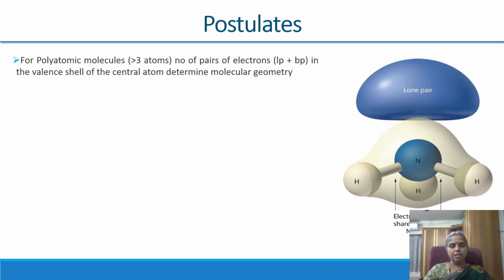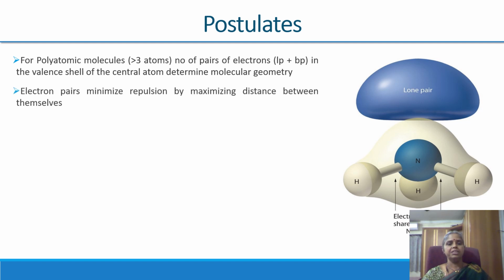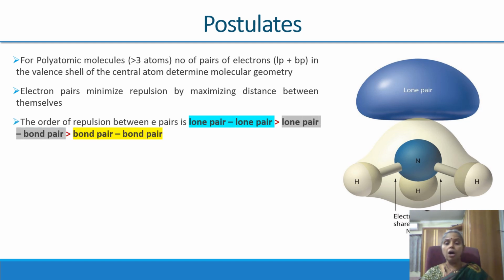Now let us see the postulates we have already learned. Just quickly, for polyatomic molecules, that is, if there are only 2 atoms, it's a diatomic molecule, then there is no doubt it is going to be a linear molecule only. But for polyatomic molecules with greater than 3 atoms, number of electron pairs, that is lone pair plus bond pair in the valence shell of the central atom determine molecular geometry. Electron pairs minimize repulsion by maximizing distance between themselves. Then the order of repulsion.